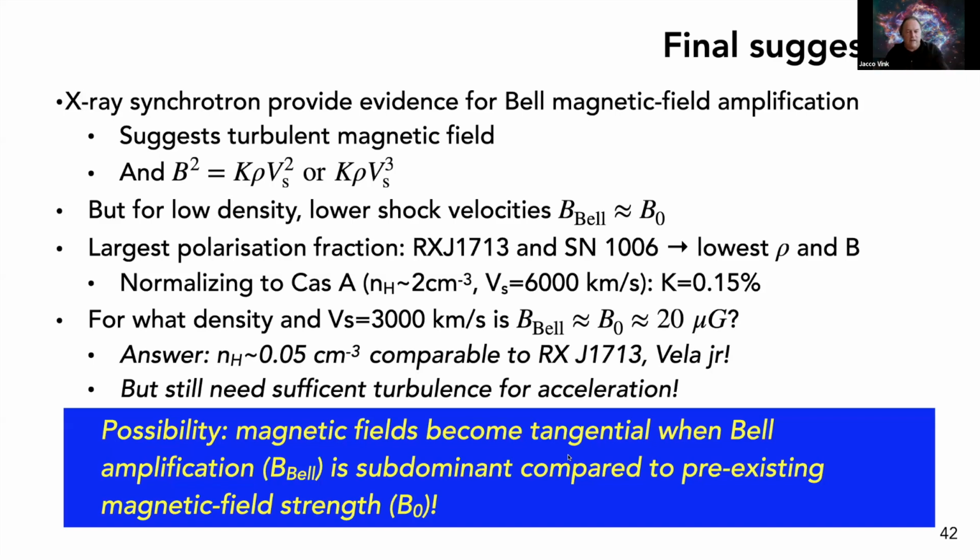So the possibility that I'm advocating here is that, yes, you get very turbulent magnetic fields because of the Bell instability, but at low densities, the Bell instability is only a minor addition to the magnetic field that's already there, and therefore we see in those remnants a tangential magnetic field because the turbulence is much less, and the turbulence generates basically this magnetic field stretching.